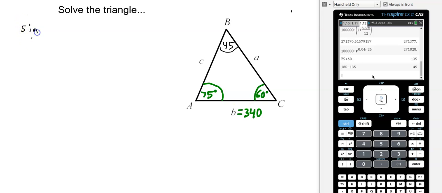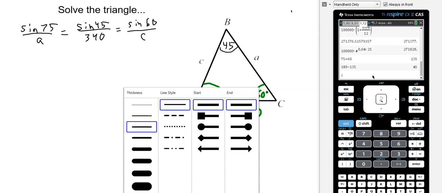I'm just going to set up all three. So the sine of 75, which is your A, over its opposite side, which is little a, equals the sine of B, which is 45, over little b, which is 340, equals the sine of C, which is the sine of 60, over little c. And so now at this point, you're just going to pick which two you want to try and solve. You want to solve one that's only missing one term.